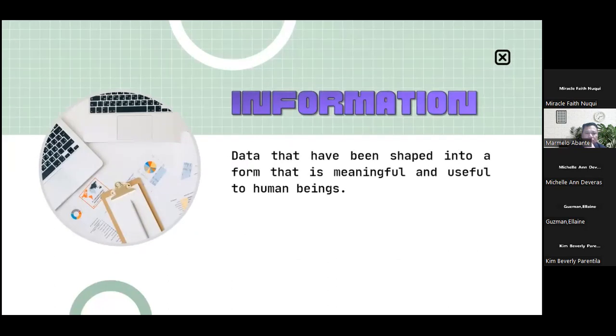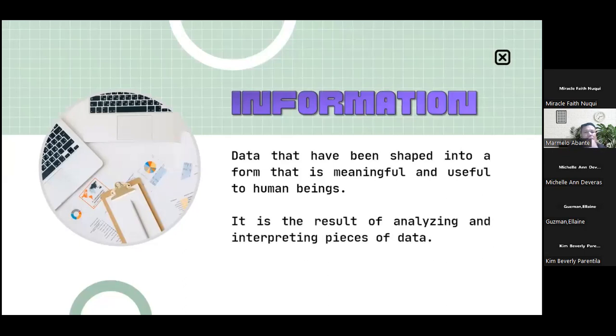By information, we mean data that have been shaped into a form that is meaningful and useful to human beings. Essentially, information is the result of analyzing and interpreting pieces of data to derive insights and knowledge that are useful for business operations. Information represents a meaningful interpretation of data that is relevant, timely, accurate, and useful for decision making. It is often presented in a structured format such as reports, dashboards, charts, and graphs that enable users to make informed decisions.